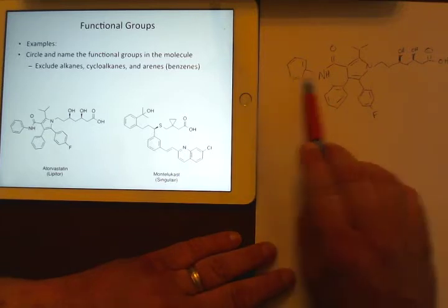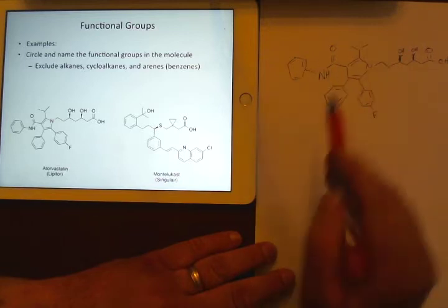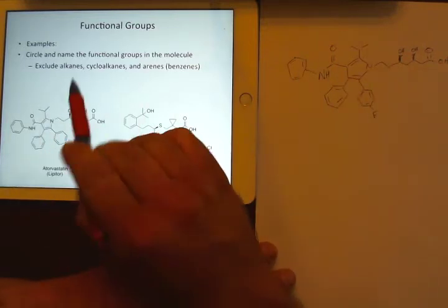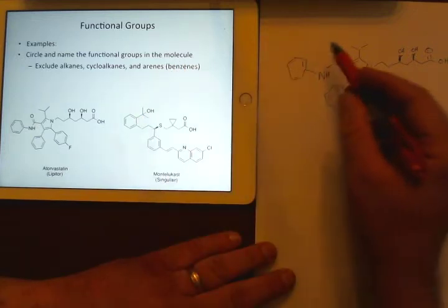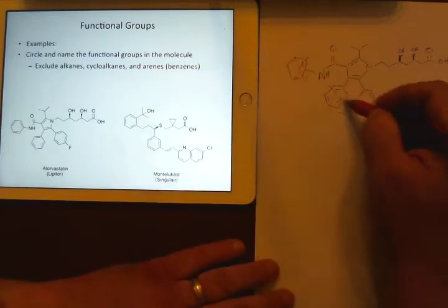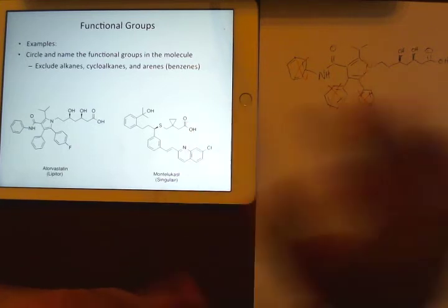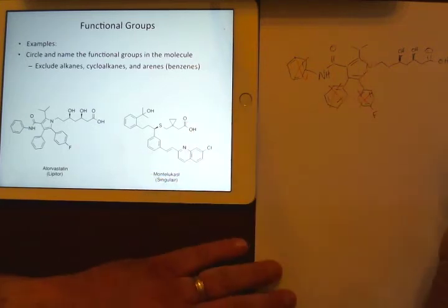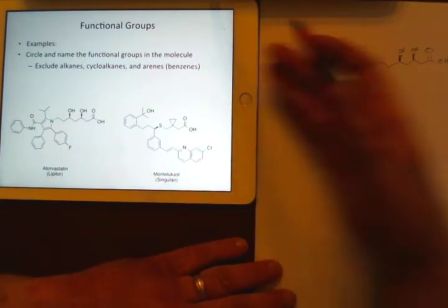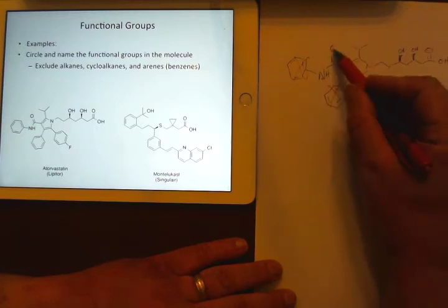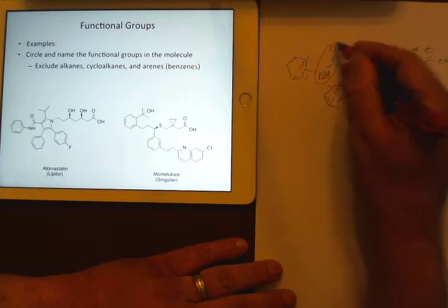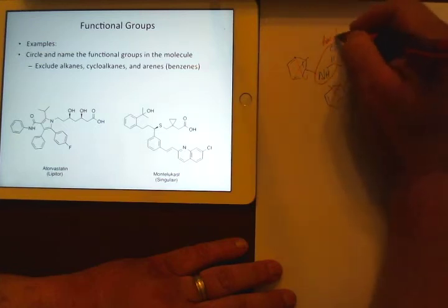So what you're going to want to do with this is come in here. When I do it, I exclude alkanes, cycloalkenes, and benzenes. This is a benzene here, so you don't have to worry about it. Here, here, and here, those are benzenes. Don't have to worry about it. But here, you just start on one side and go to the other. So here, this is nitrogen, but it has a C double bond O next to it. So what you do is circle it and say this is an amide.